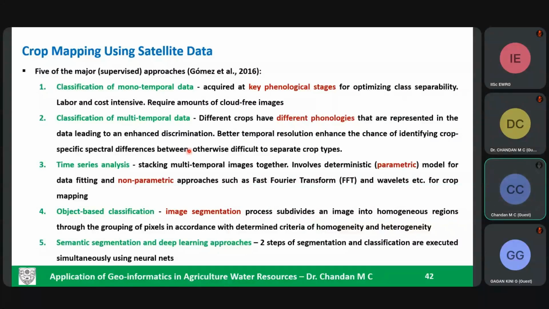And when we look at crop mapping using satellite data, it can be done mostly under the supervised approaches. So we have the monotemporal data classification, we have multi-temporal data. Multi-temporal data means for different dates we can classify an image and see what is there at what date, how the crop growth was. And we have the time series analysis and object-based classification, where we can pick up different types of crops, and semantic segmentation, using the neural nets we can classify various different crops.